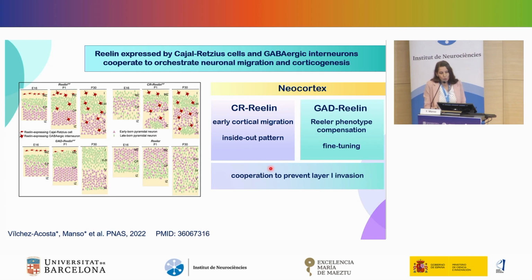So in conclusion, our work supports that Reelin expressed by Cajal-Retzius cells and GABAergic interneurons cooperate to orchestrate neuronal migration. Moreover, our work also highlights specific roles for Reelin expressed by GABAergic interneurons. For instance, the cortical alterations that we observed in the absence of Reelin from Cajal-Retzius cells are not as severe as those observed in the Reeler phenotype, and perhaps suggest that Reelin from GABAergic interneurons is able to compensate this phenotype partially. Moreover, our work also supports the idea that the sequential expression of Reelin first by Cajal-Retzius cells and later on by GABAergic interneurons is key to prevent layer 1 invasion.